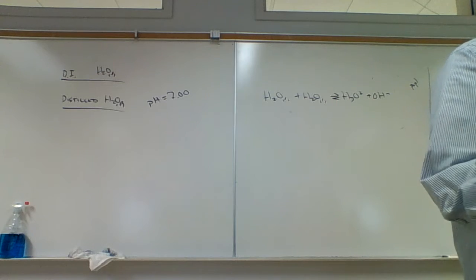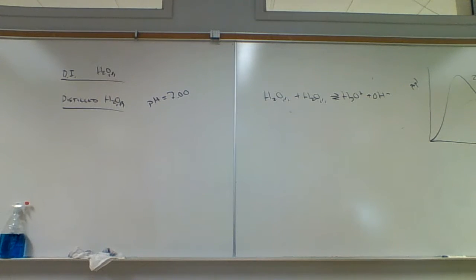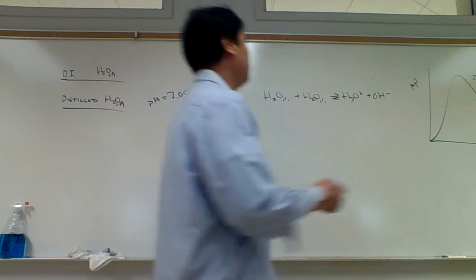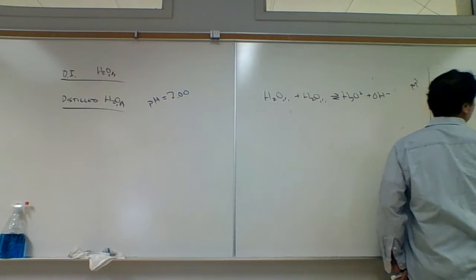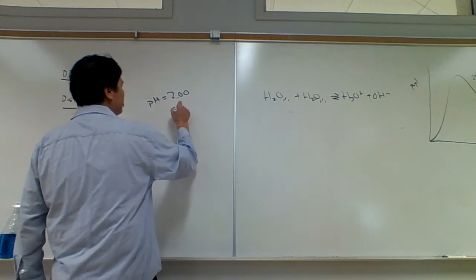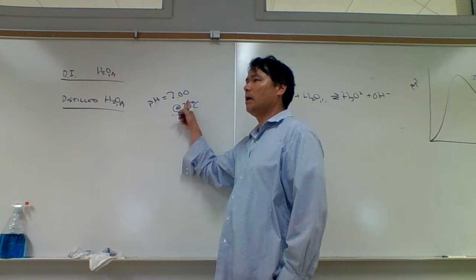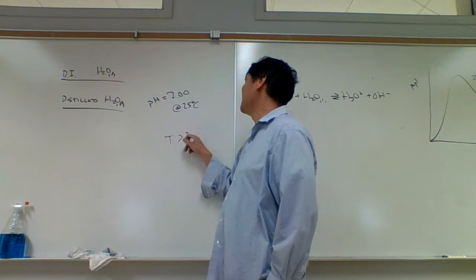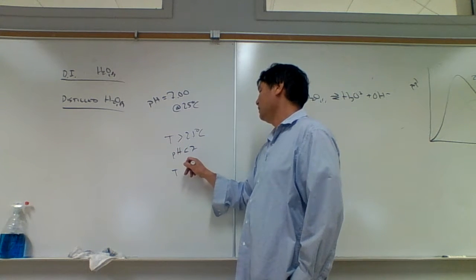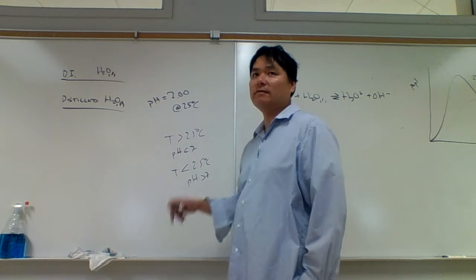What happens if the temperature goes down? Let's say we're colder. In fact, I think we're colder today than 25 degrees C. If we're colder than 25 degrees C, then the pH should go up, because the population is going to be less. So this is what I expect: at 25 degrees C, the pH of pure water is 7.00. At temperatures greater than 25 degrees C, I expect the pH to be less than 7. And at temperatures less than 25 degrees C, I expect the pH to be greater than 7.